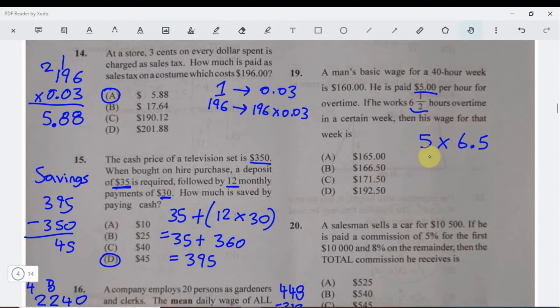Let me do it this way, 6.5 times 5. 5 5's 25, carry over 2, 5 6's 30, 30 plus 2, 32, 1 decimal place. So its overtime wage is $32.50. But then $32.50 plus the 160, we add those, we get $192.50. So that's how much he makes for that particular week. Nice.